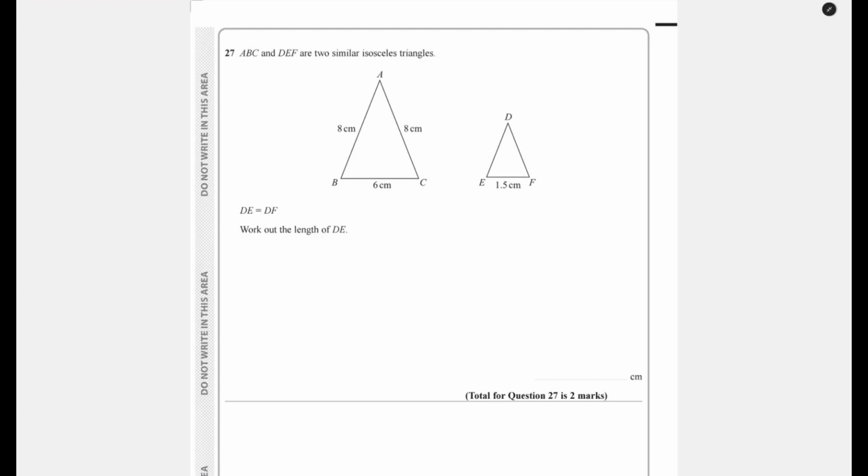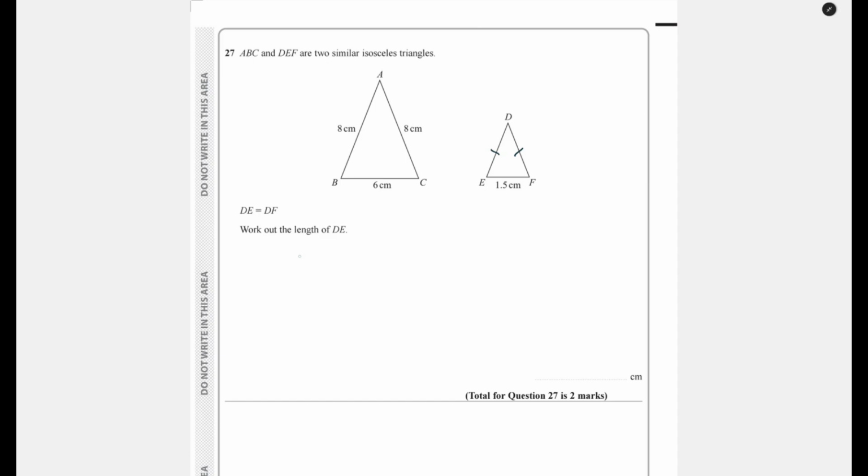Question 27 says ABC and DEF are two similar isosceles triangles. DE is equal to DF. Work out the length of DE. When you have similar triangles or similar shapes, essentially one is an enlargement of another. So we need to work out the scale factor.